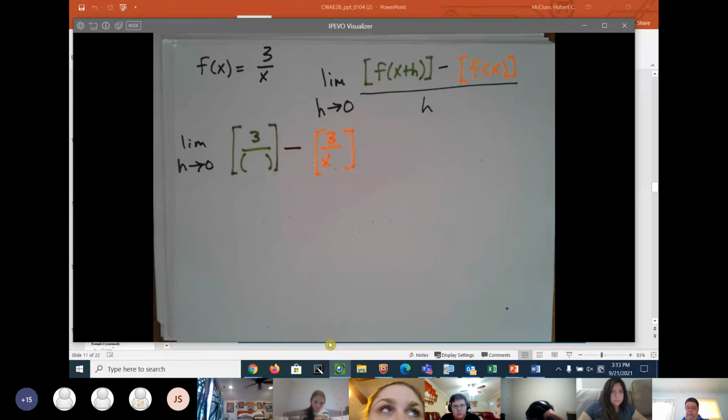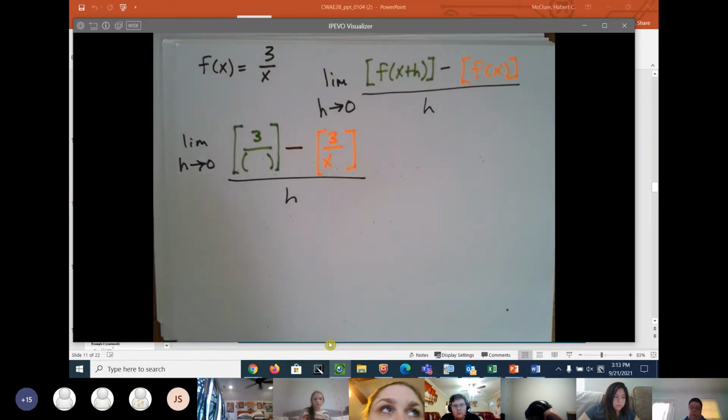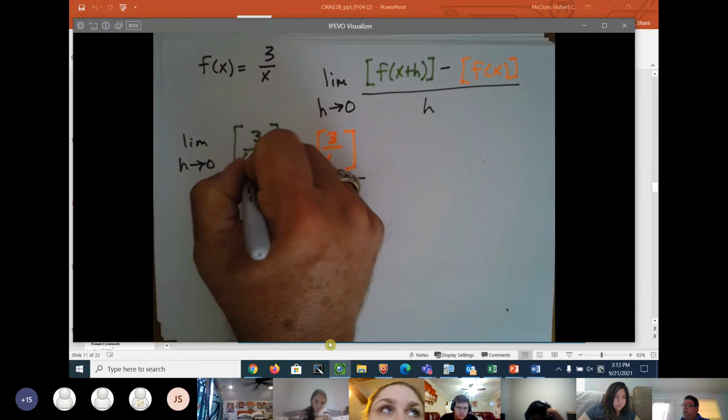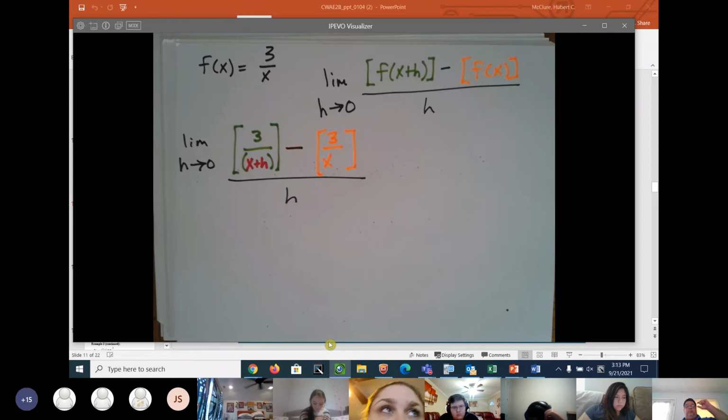All over h. And x plus h goes right here. Now we've got what we call a complex rational expression. And a complex rational expression means you need to simplify it by multiplying through by the common denominator. And when we multiply through by the common denominator, it will clear some of this out.